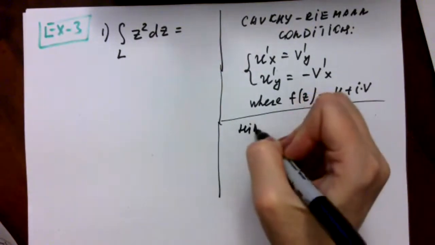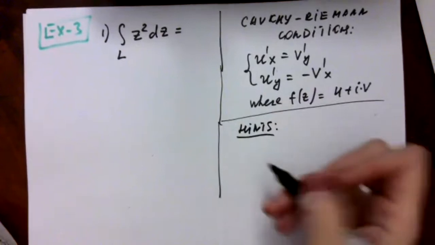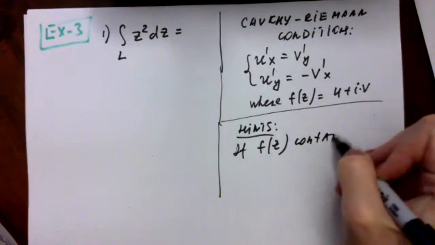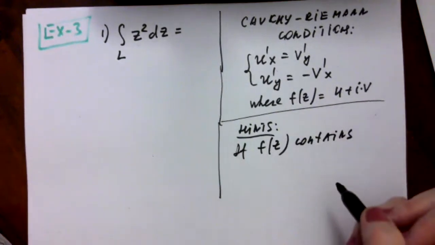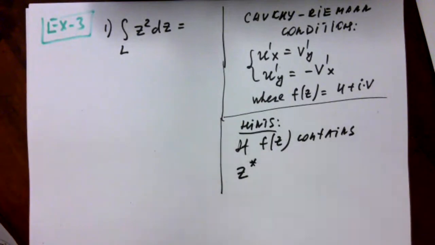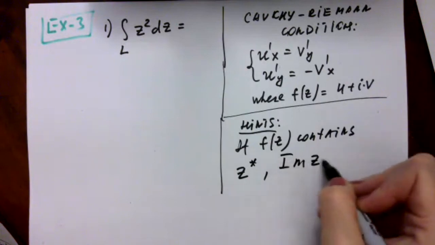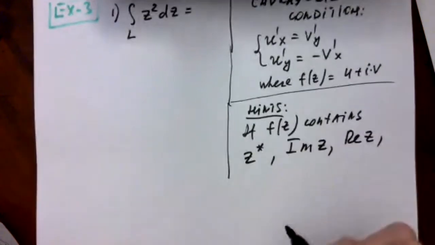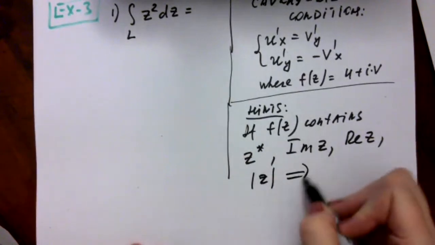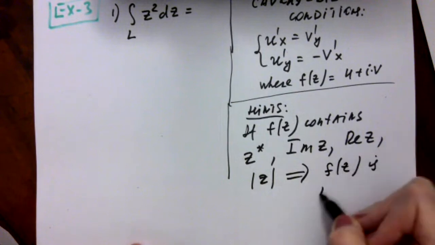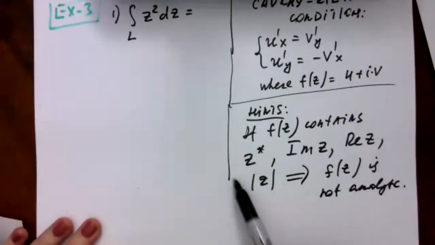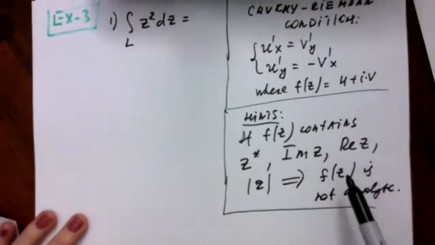You know what? There are some hints, actually. If the function f of z contains some weird things which you can find only in complex variable functions, for example z conjugate, or maybe the imaginary part of z, or the real part of z, or moduluses and others, it means that this function is not analytic. This is a 100% guarantee that it is not analytic. And that is why you can't calculate it like an ordinary function.